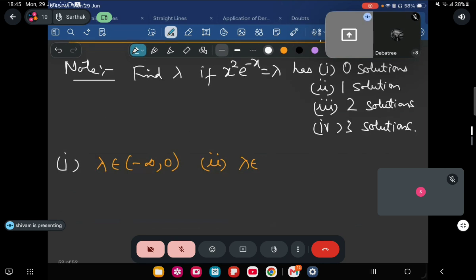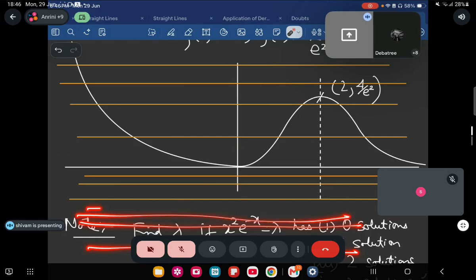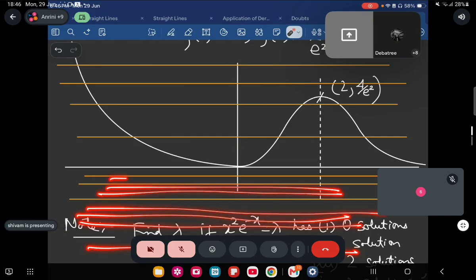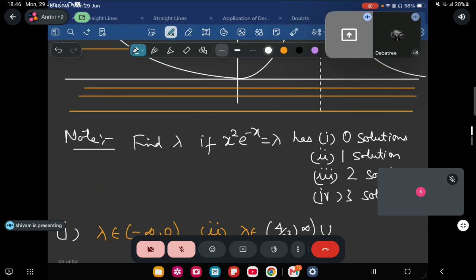Okay, so lambda belongs to 4 by e square comma infinity, union minus infinity to 0. But from minus infinity, if you draw the lines, are they intersecting the graph at any point? Tell me. No, sir. So it should be just element 0. Just element zero. Correct. Yes. Very good.